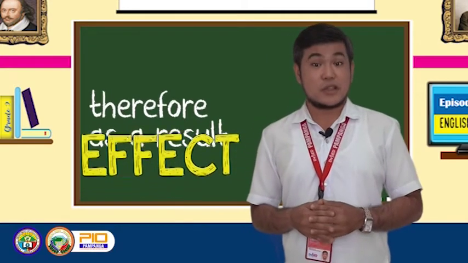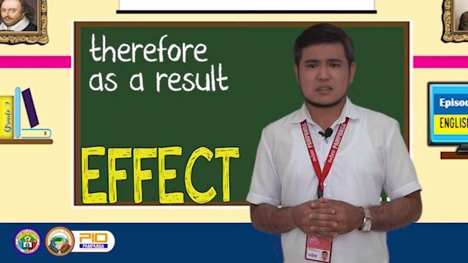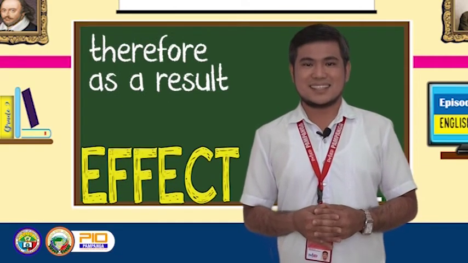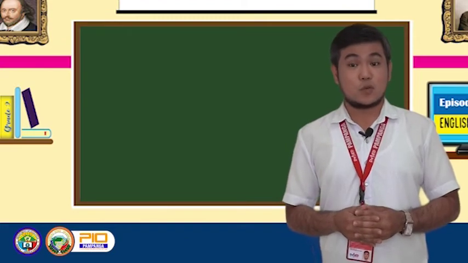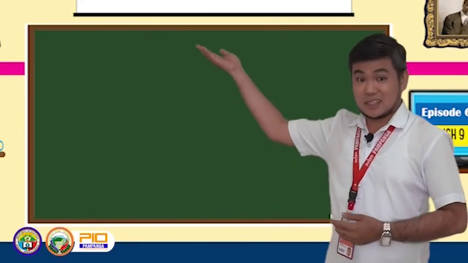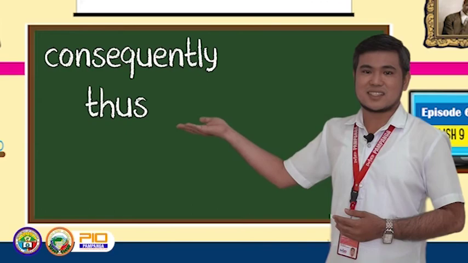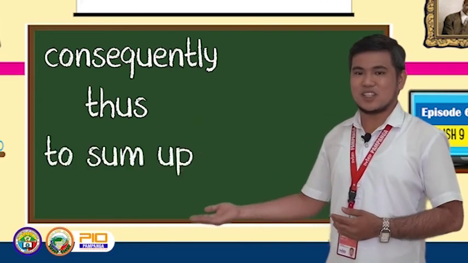Sequence signals therefore and as a result are some of the words that indicate effect due to a cause. Here are other words with the same function: consequently, thus, to sum up, and in conclusion.